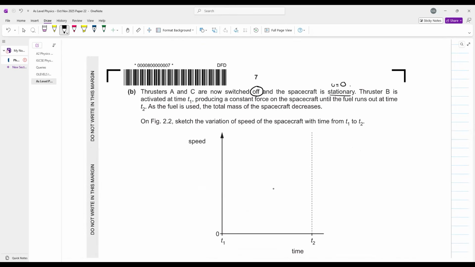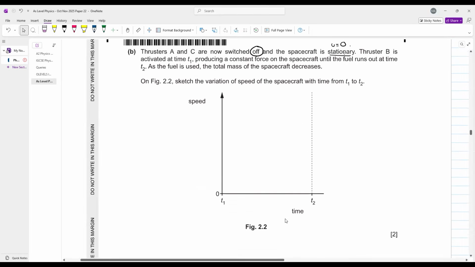थ्रस्टर बी इज एक्टिवेटेड एट टाइम t1. अच्छा जी, थ्रस्टर बी को हमने एक्टिवेट किया एट टाइम t1, तो टाइम t1 पे आपकी वेलोसिटी जीरो होगी. परफेक्ट, बिकॉज योर स्पेसक्राफ्ट इज स्टेशनरी, प्रोड्यूसिंग अ कांस्टेंट फोर्स. ओके, सो यू हैव अ कांस्टेंट फोर्स on the aircraft until the fuel runs out at time t2.